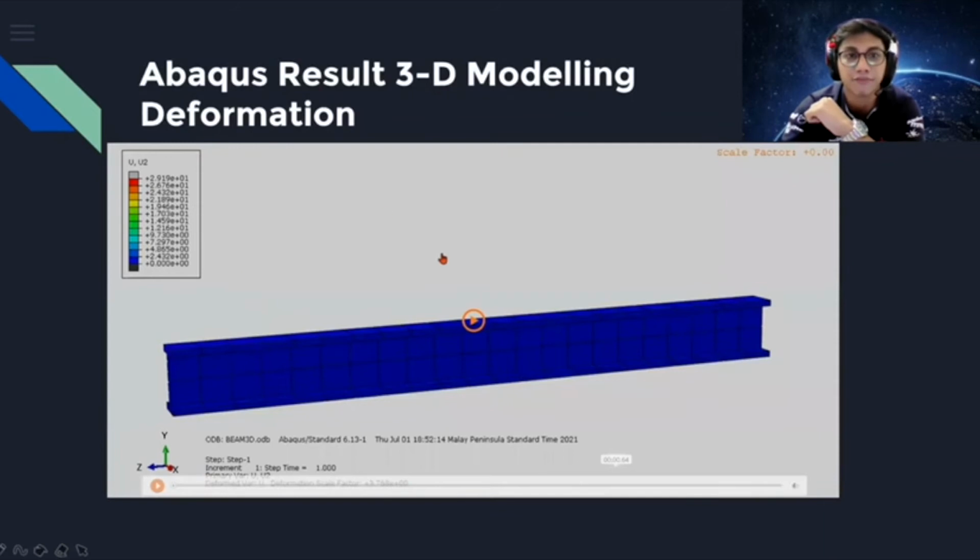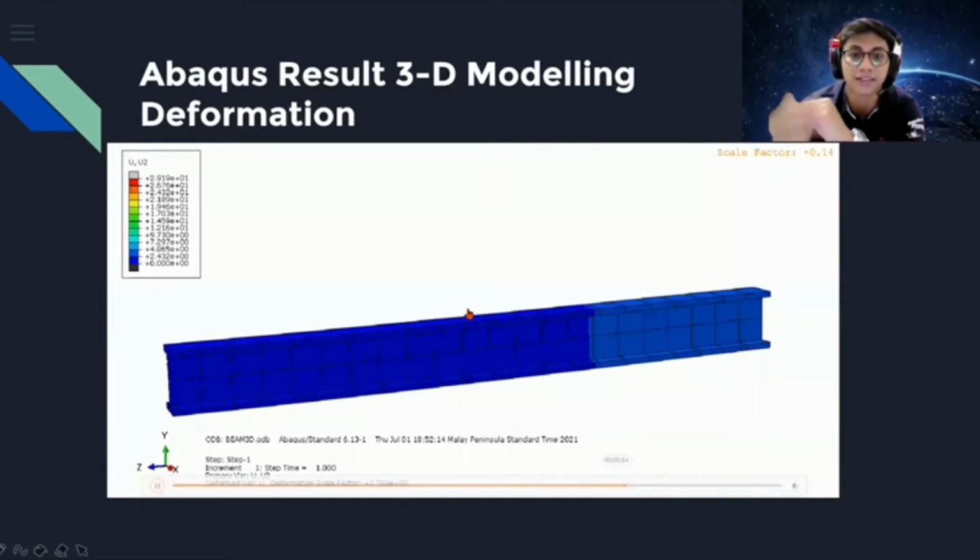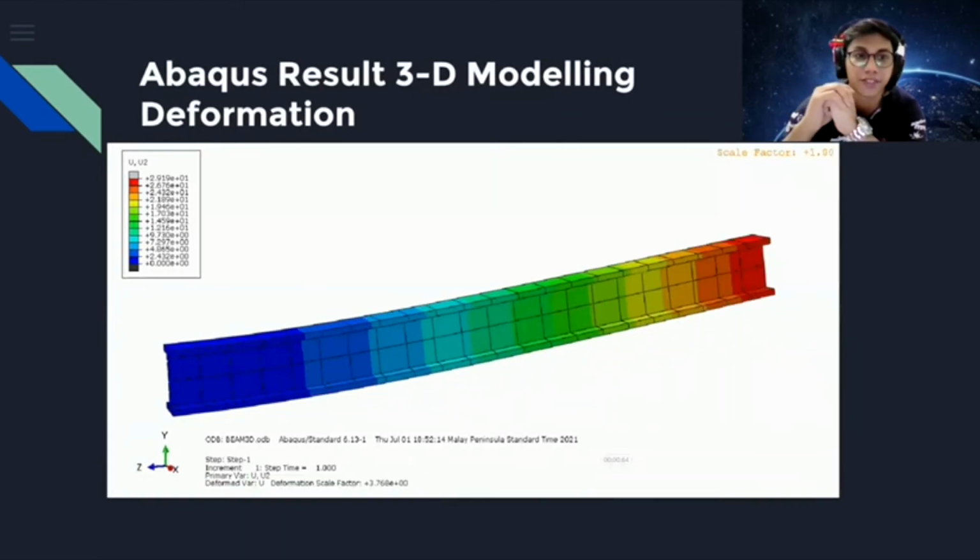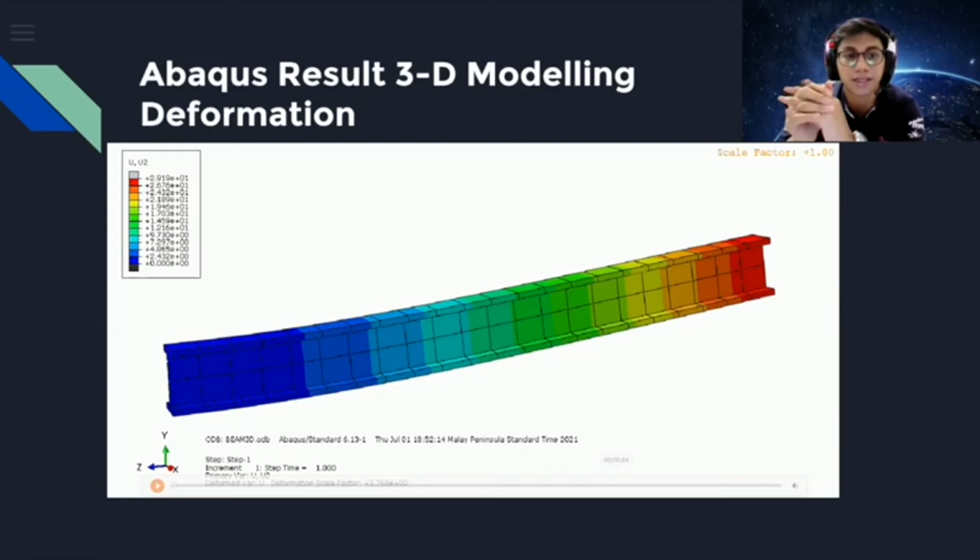Next, for 3D modeling, here is the animation of the deformation. It's still the same. We have the highest displacement at the end of the beam, and the displacement at the fixed support is 0. This is because we have set a boundary condition for 1D, 2D, and 3D modeling, the moment equal to 0 at the fixed support.